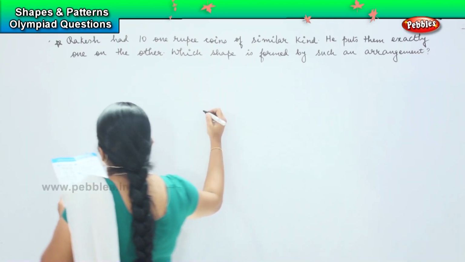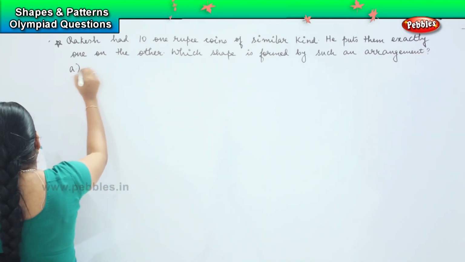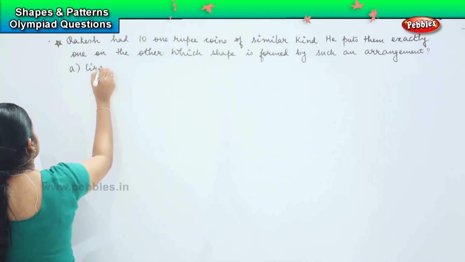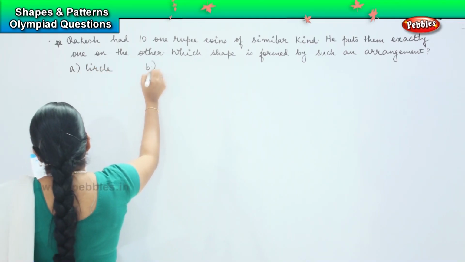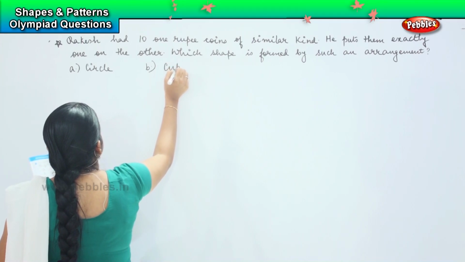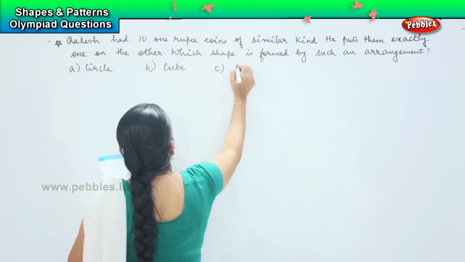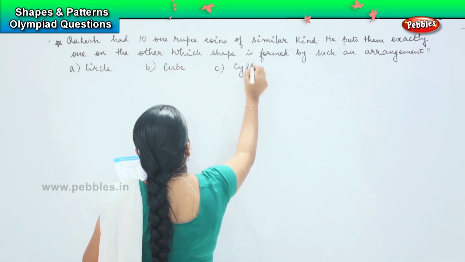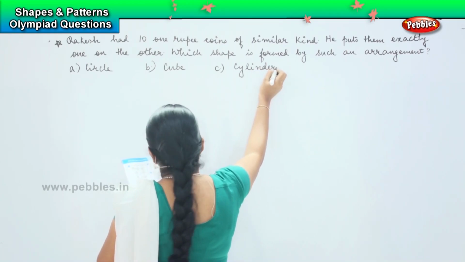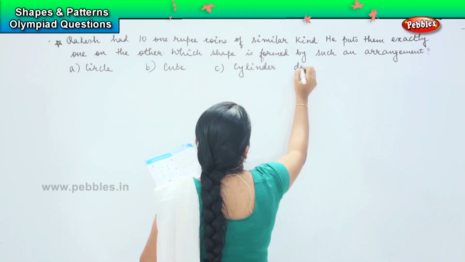Okay, and your options are A circle, B cube, C cylinder, and D cone.